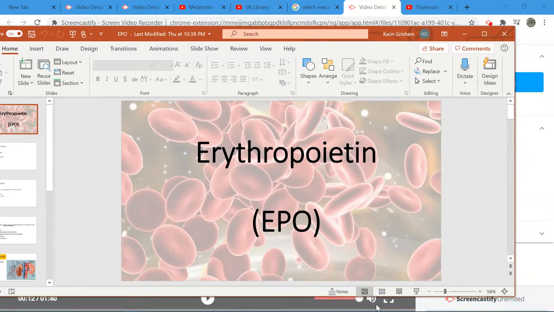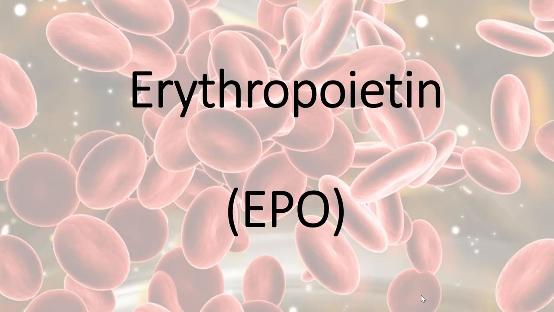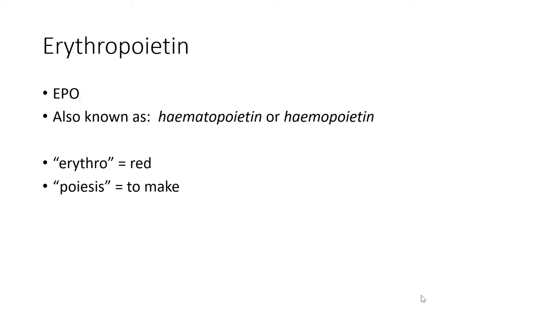We're going to take a look at EPO right now, also known as erythropoietin. These are the things we're going to take a look at today. So when you're doing your study sheet, these are the parts you need to make sure you include.